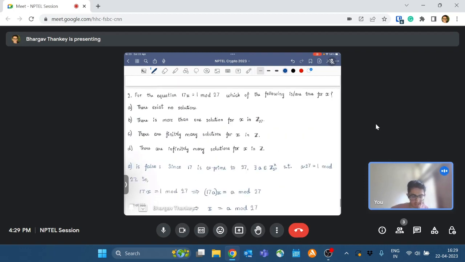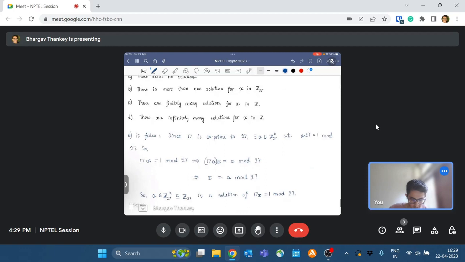So option A, which says that there exists no solution, is false. What about option B? Option B is there are more than one solution. So there are more than one solutions for x in Z27. Okay, so this is also false, and let's see why.